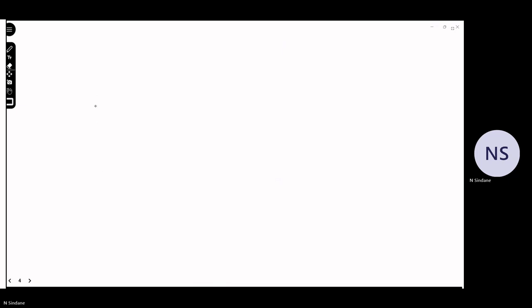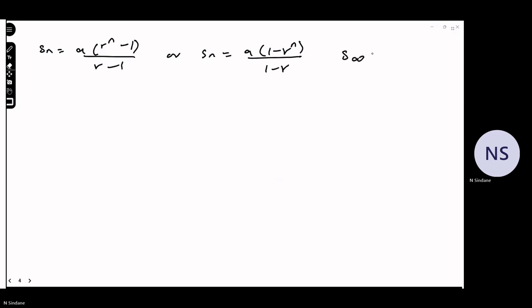For geometric series, you have a few formulas. You need to know that Sn is equal to a times (r to the power n minus 1), divided by r minus 1, or Sn is equal to a times (1 minus r to the power n), divided by 1 minus r. Lastly, the sum to infinity is equal to a over 1 minus r.